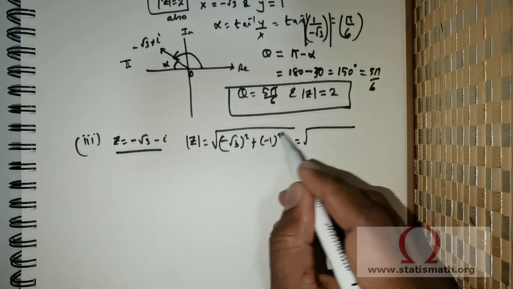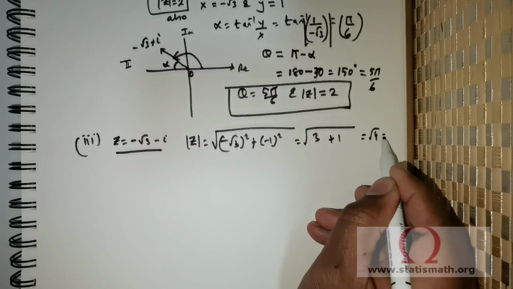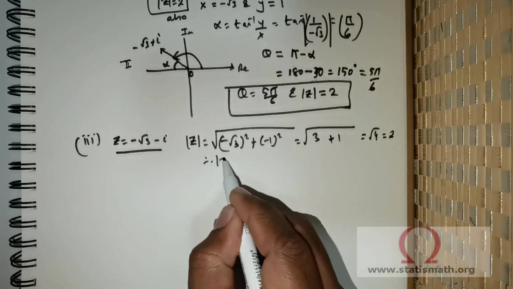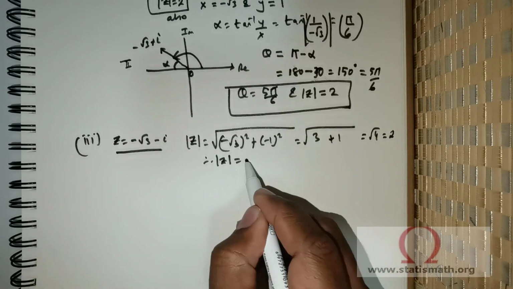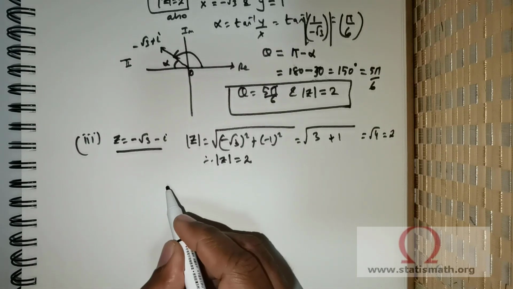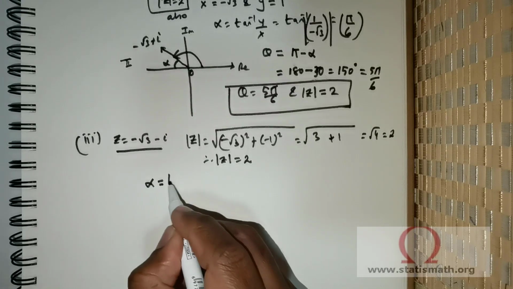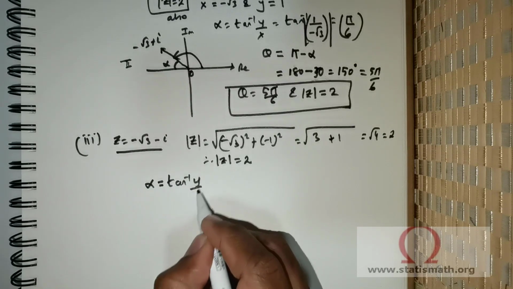This is equal to root of 3 plus 1, which is equal to root of 4, which is equal to 2. So therefore the modulus of this complex number is 2. Now we have to find the alpha value. So alpha has to be found. Alpha is tan inverse of y over x.